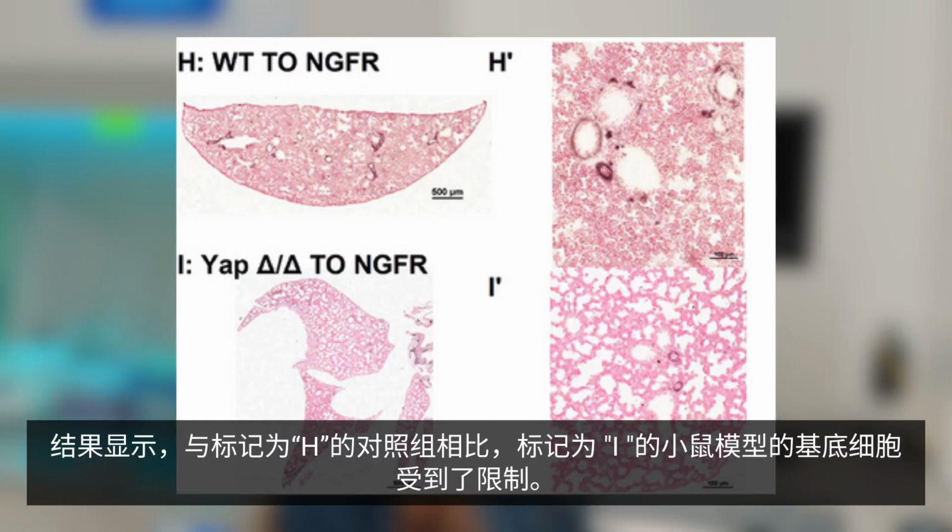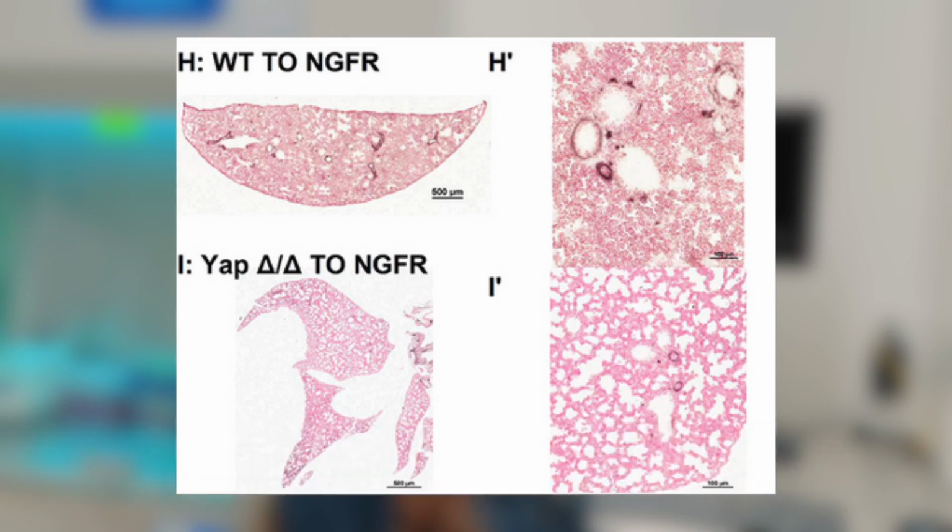Immunohistochemistry of lung epithelium was assessed for NGFR. They showed restriction of basal cells in the mouse model labeled as I as compared to control labeled H.